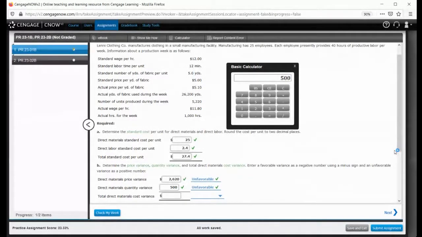The total direct materials cost variance then is the total of both of these. Because both of these variances were unfavorable, the total amount will be unfavorable, and we would simply combine these two amounts together: 2,620 plus 500, which equals 3,120.